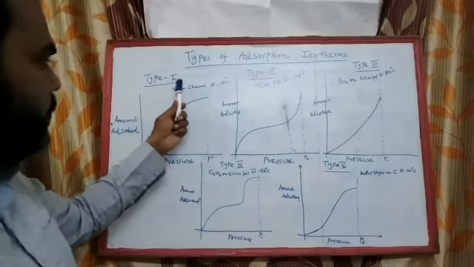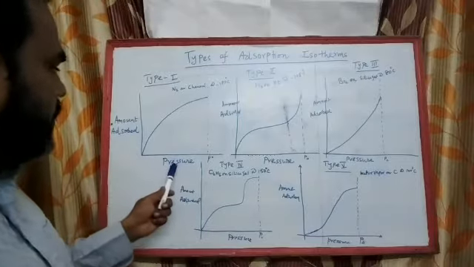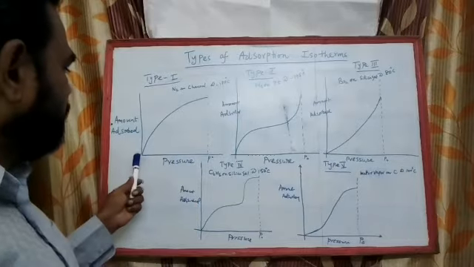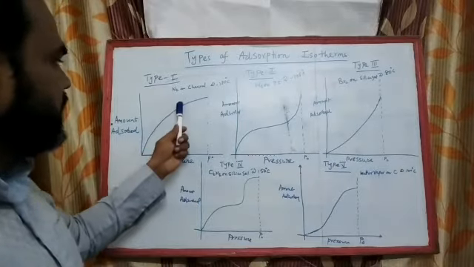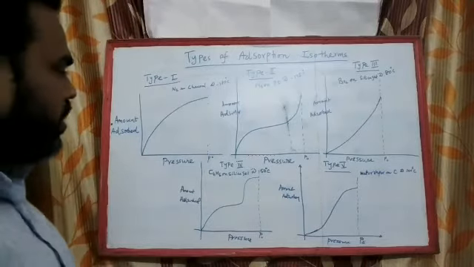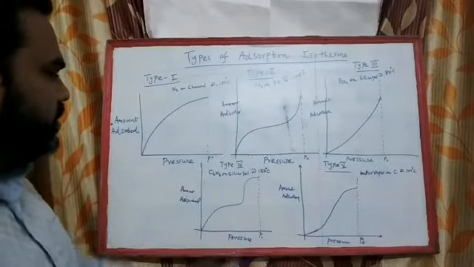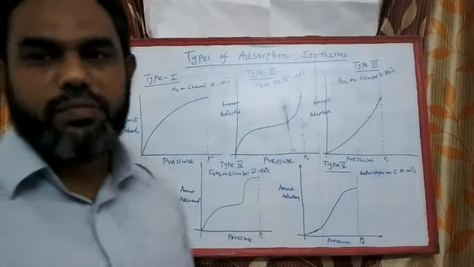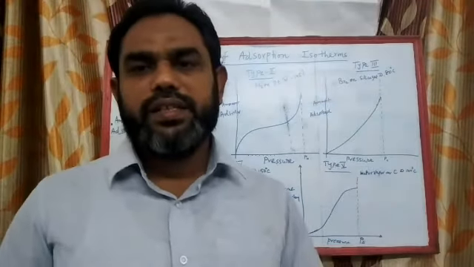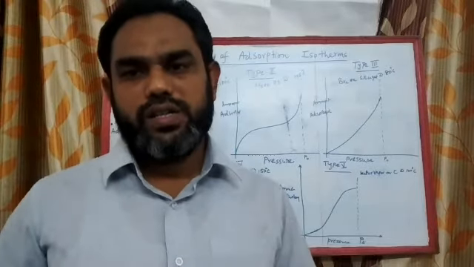The first one, type 1, is where the amount adsorbed is studied against various pressures. The adsorption keeps on increasing and then reaches a saturation at constant pressure P0. P0 is nothing but the saturation pressure at which there is no further increase in the adsorption. There is no further increase in the amount of adsorption.